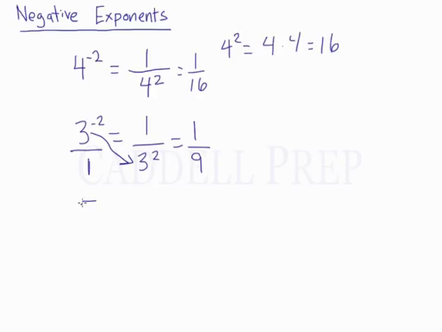Take a look at another one. 5 to the negative third. Same thing. This is actually in the numerator. Going to move it to the denominator. And when we do that, it's no longer a negative exponent. It becomes positive. So we have 1 over 5 to the third. This is 5 times 5 times 5. That's 125.